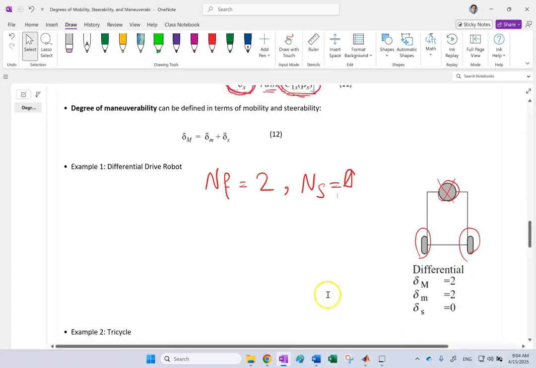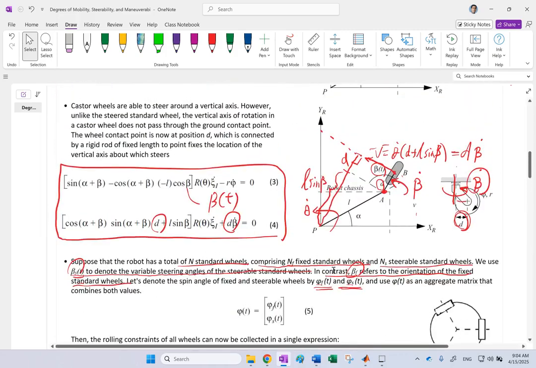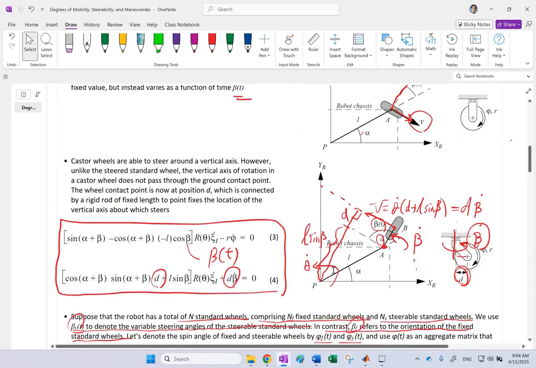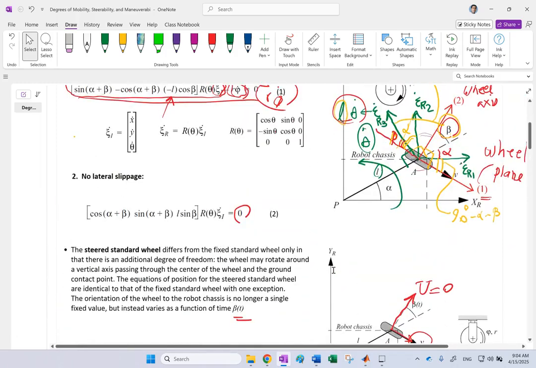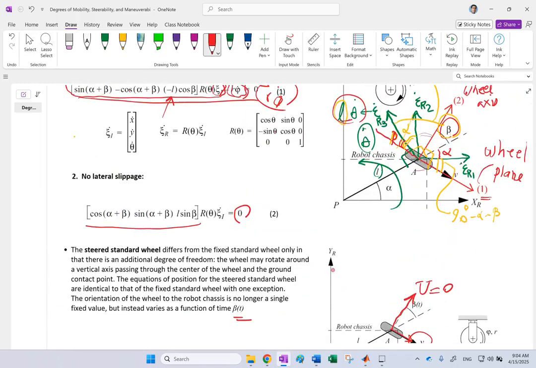So now what we need to calculate is 2 rows here. What we need to calculate is 2 rows of this, no lateral slippage.